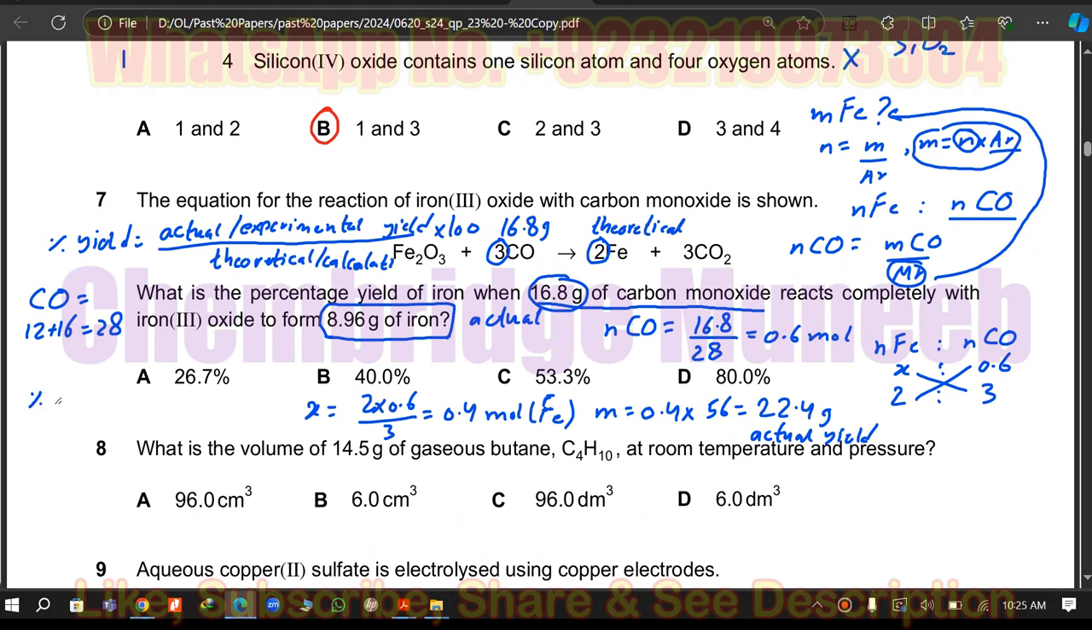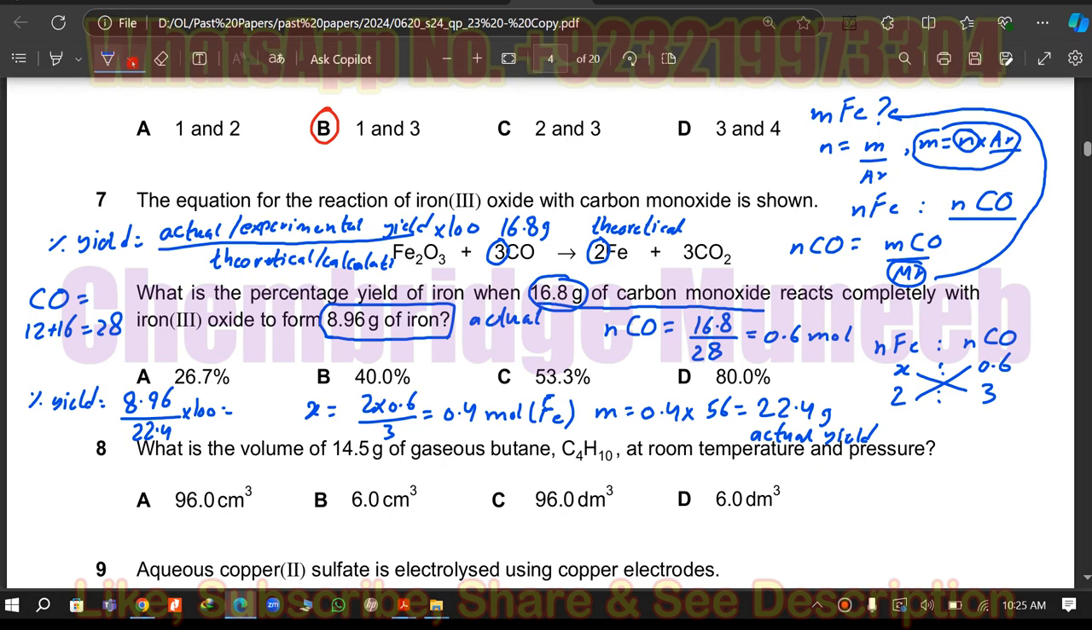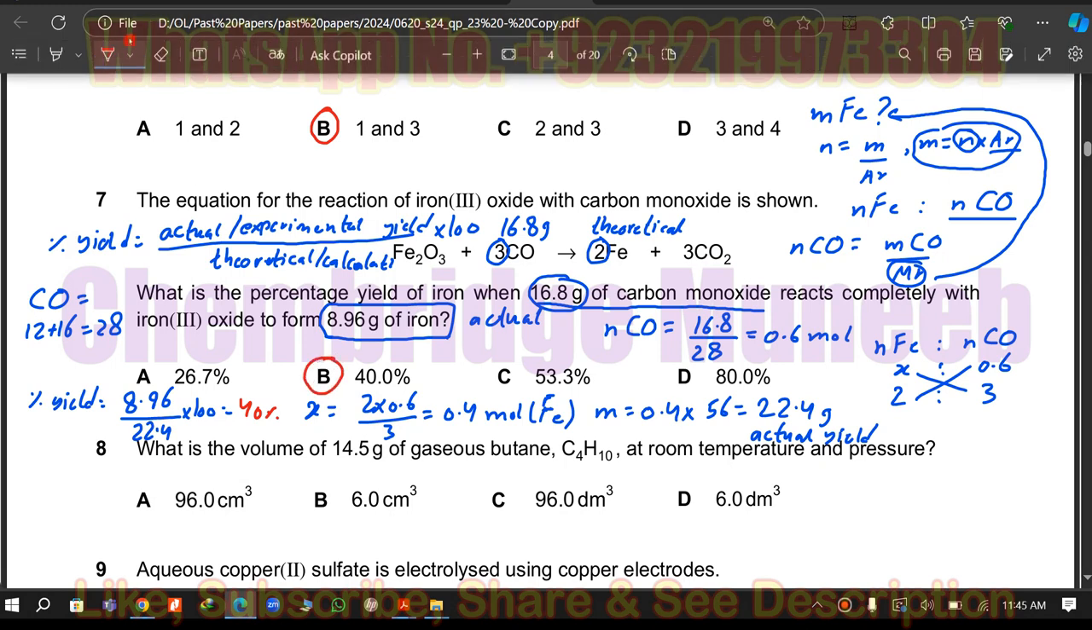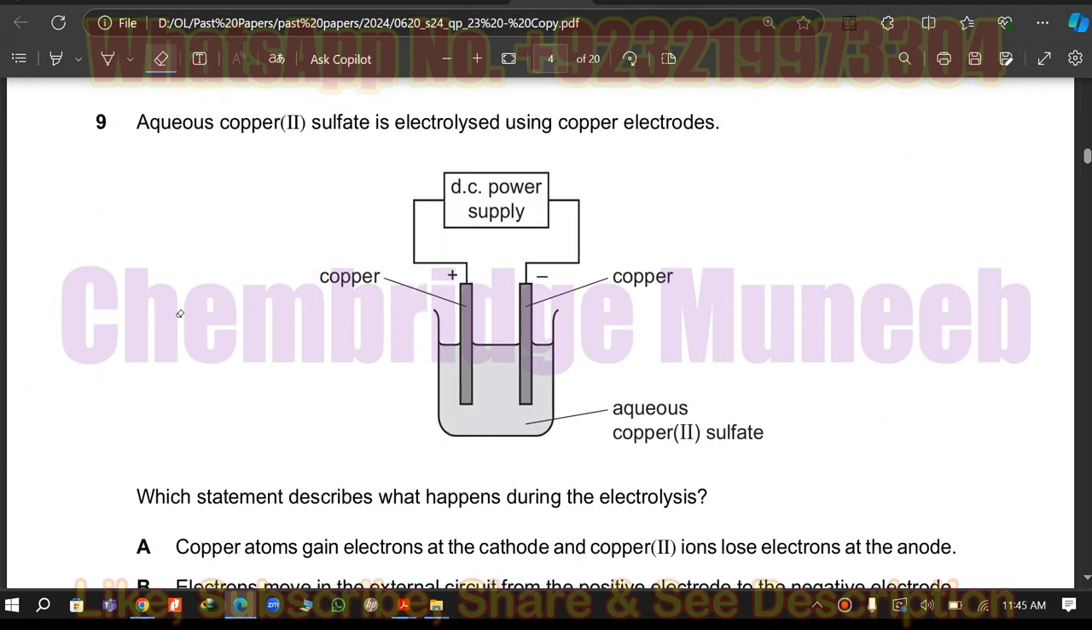Now the last step which we need to find here is the percentage yield. So percentage yield will become actual yield divided by theoretical yield. I'm just putting the values here. Actual yield is the 8.96 gram according to the statement, and the theoretical yield becomes 22.4, times 100. The answer comes out to be, from the calculator, 40%, and that's why the right option becomes B.